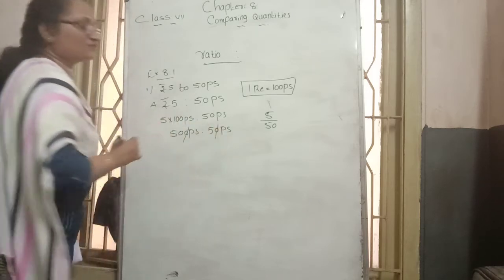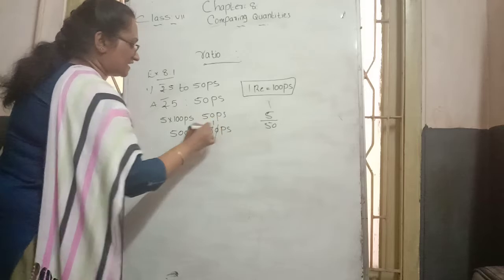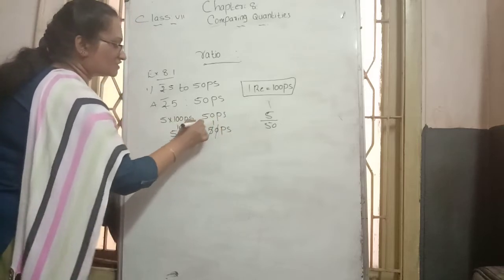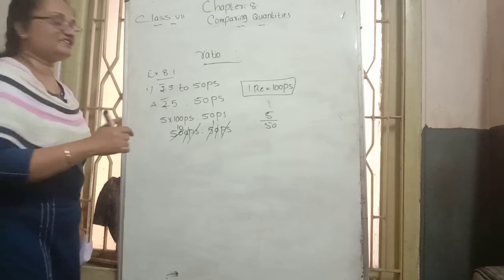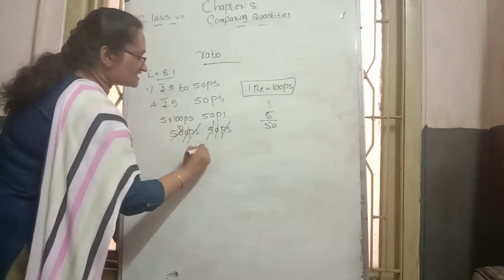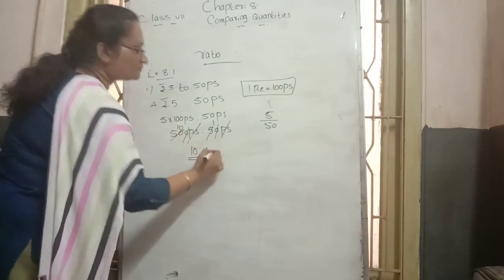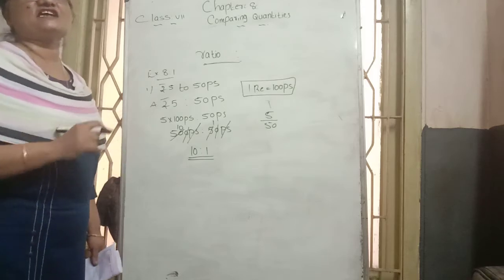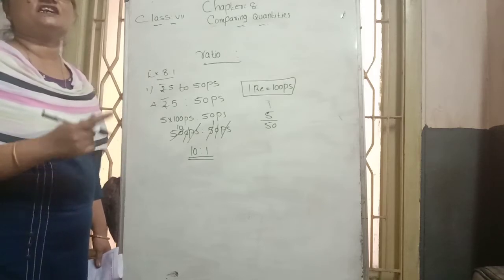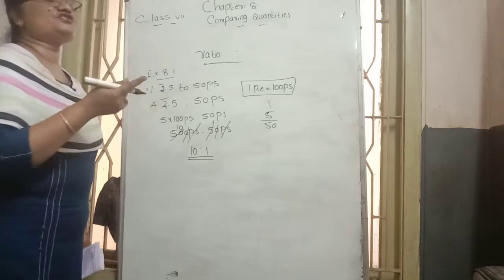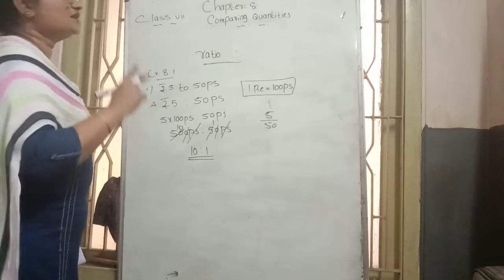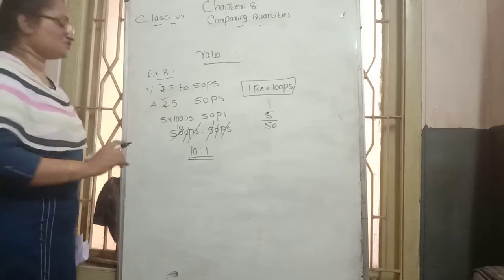5 ones are 5, 5 tens are 50, so 1 and 10. Both have the same unit, paise, so we can cancel the paise. So what is the answer? 10 is to 1 is the comparison. The ratio becomes 10 is to 1. That is, 5 rupees is 10 times 50 paise. That is the meaning.